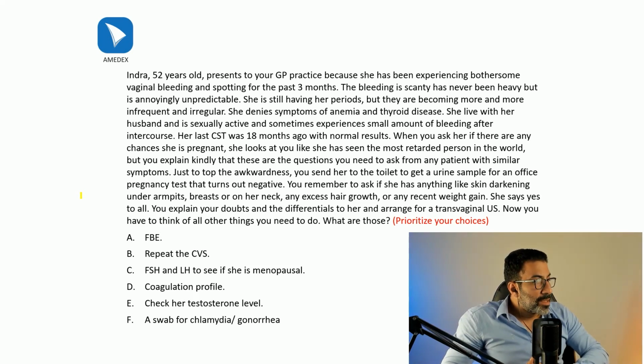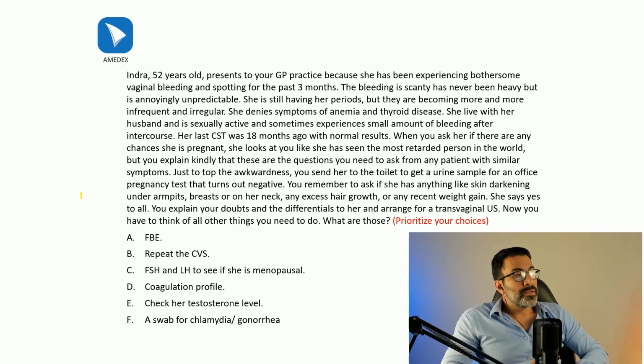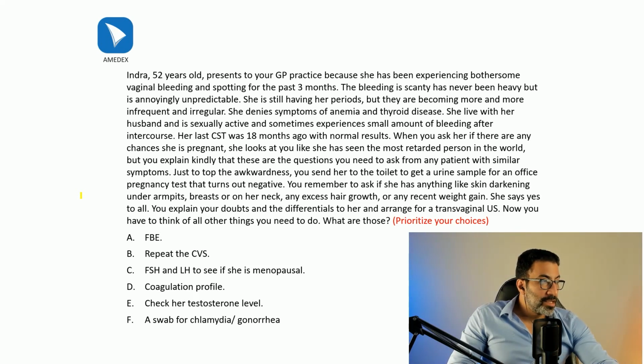She denies symptoms of anemia and thyroid disease. She lives with her husband and is sexually active and sometimes experiences a small amount of bleeding after intercourse. Now, ding, ding, ding, we have something very important here. She's having postcoital bleeding, right? Experience a small amount of bleeding after intercourse. A very important piece of information. Red flag. Her last cervical screening test was 18 months ago with normal results.